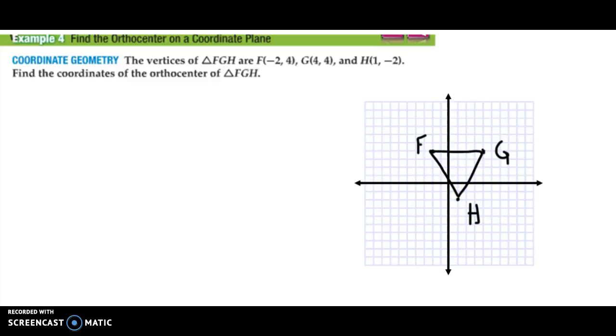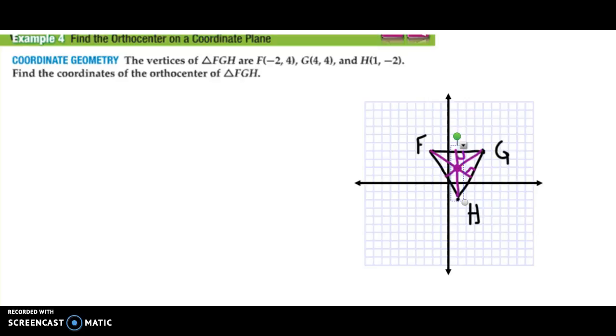So my orthocenter is going to be located at the center of all of my altitudes. The first altitude I can draw would be from H to FG. It's going to be right there. My next one I can draw is from F to HG. And the last one is going to be from G to FH. You'll notice that they all meet at the same point right there in the middle. So that's going to be my orthocenter right there.